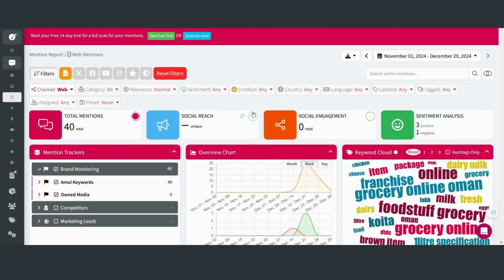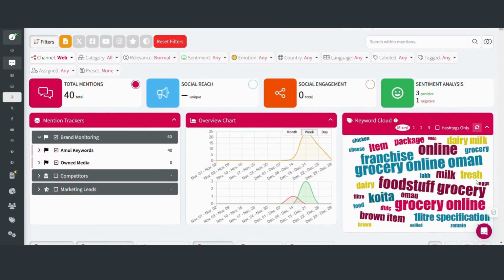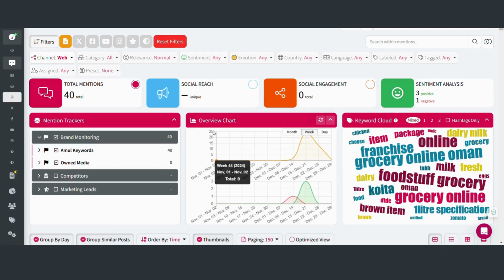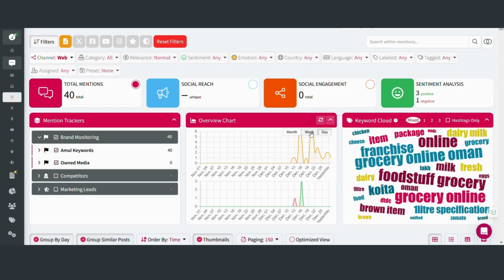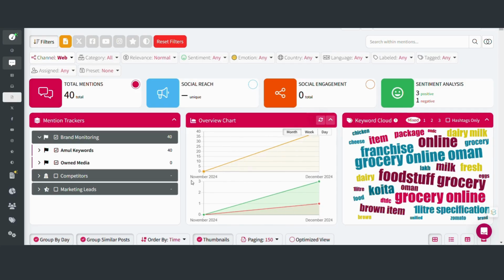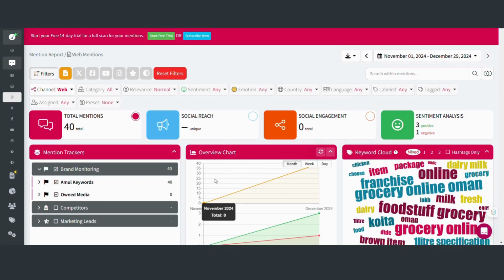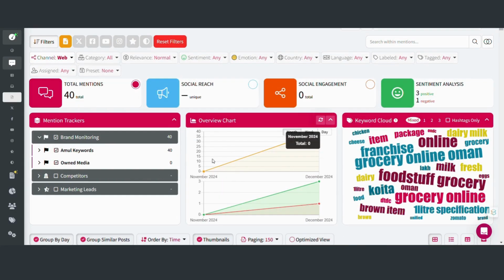Coming to the tab right here, the overview chart is a powerful visualization tool that helps us identify spikes in activity, which could correspond to events like campaign launches or news coverage. For Amul, such spikes might occur during festive seasons or after the release of their popular topical advertisements. Here, you can view the distribution of mentions on a daily, weekly, or monthly basis. As you can see here, there has been an overall spike in the month of December as compared to November.